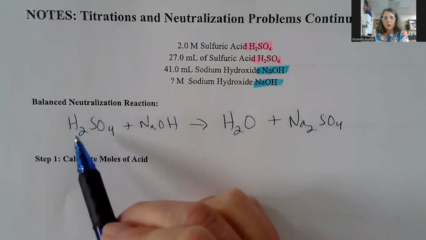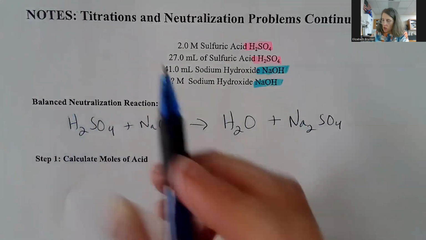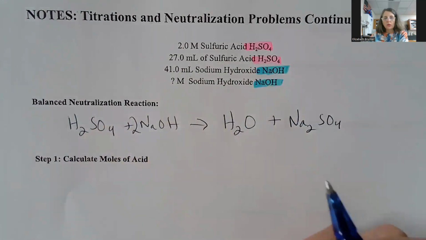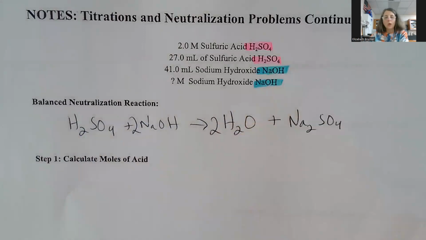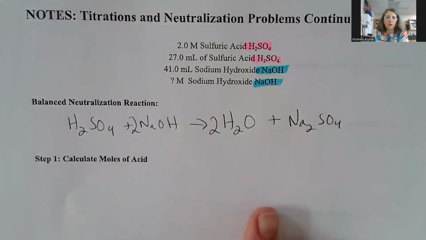So then balancing, again, you just normally balance, but you could also balance according to H's and OH's. So I have 2 H's, so I need 2 OH's to neutralize it. And if I have 2 H's and 2 OH's, I have 2 waters. That's my balanced chemical equation.